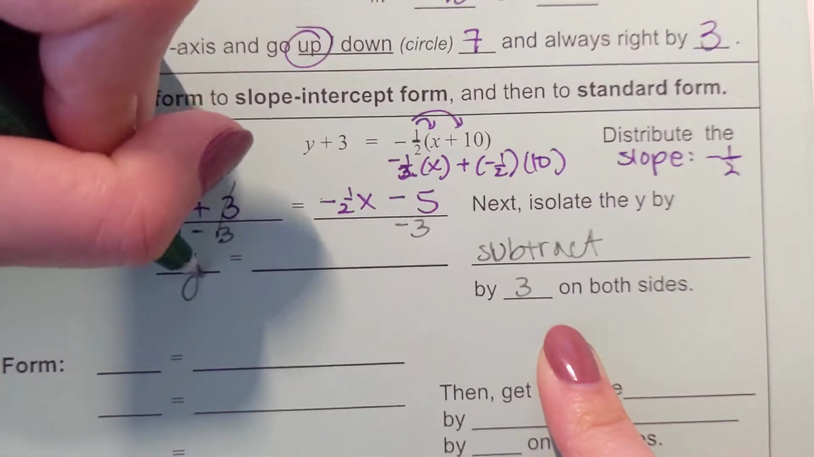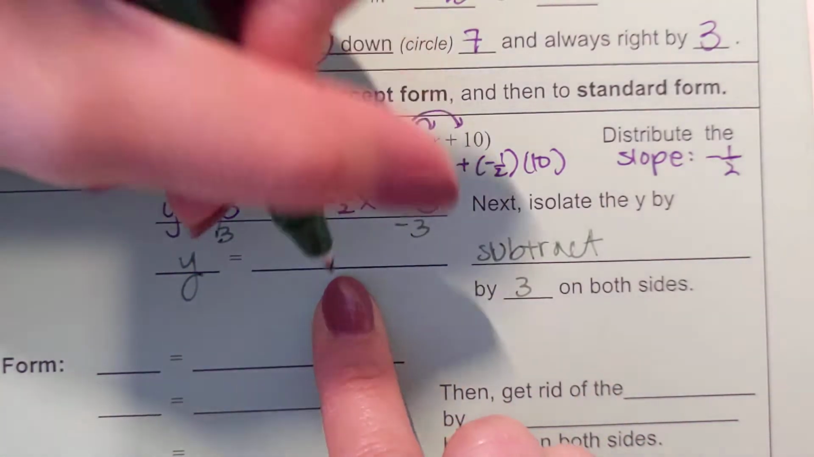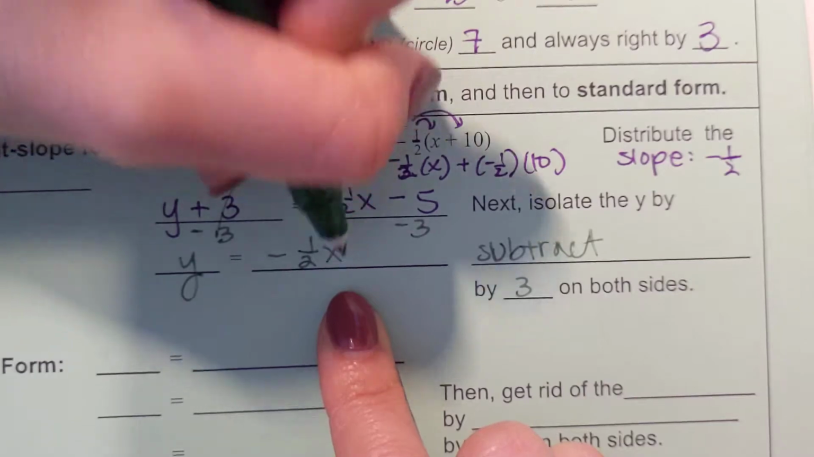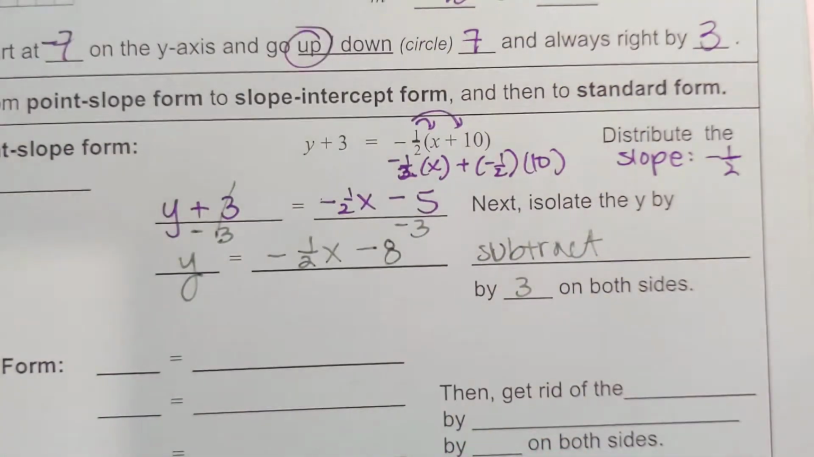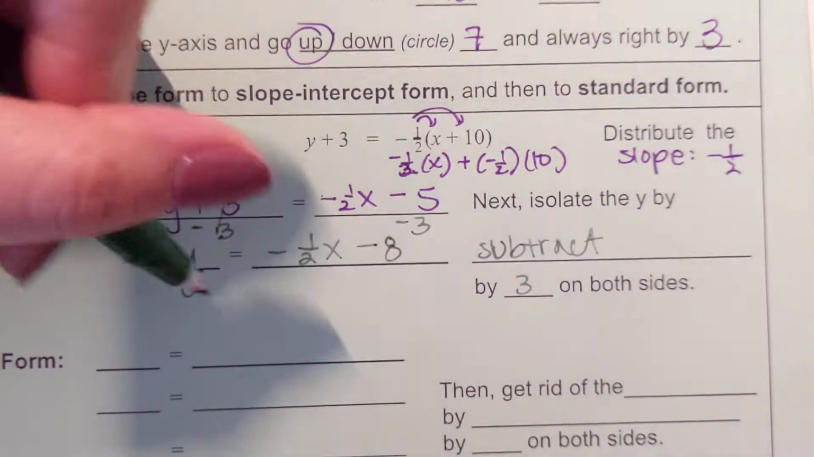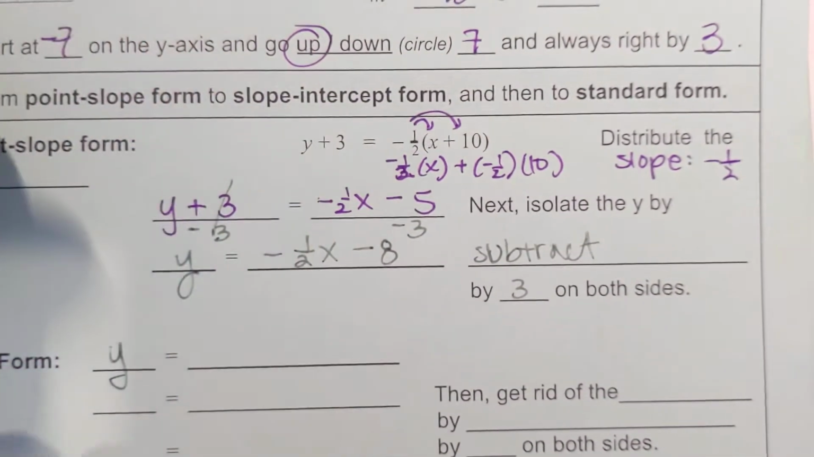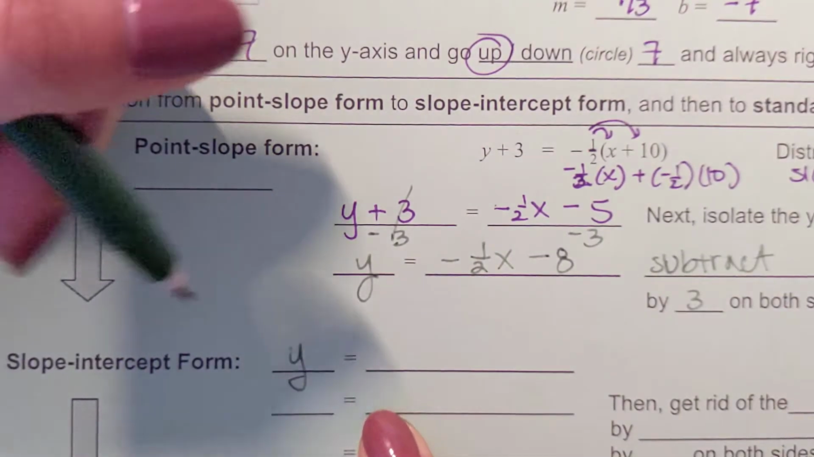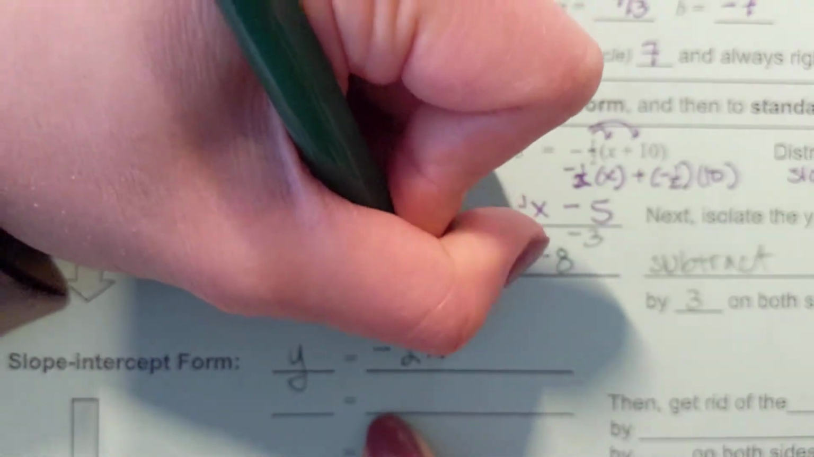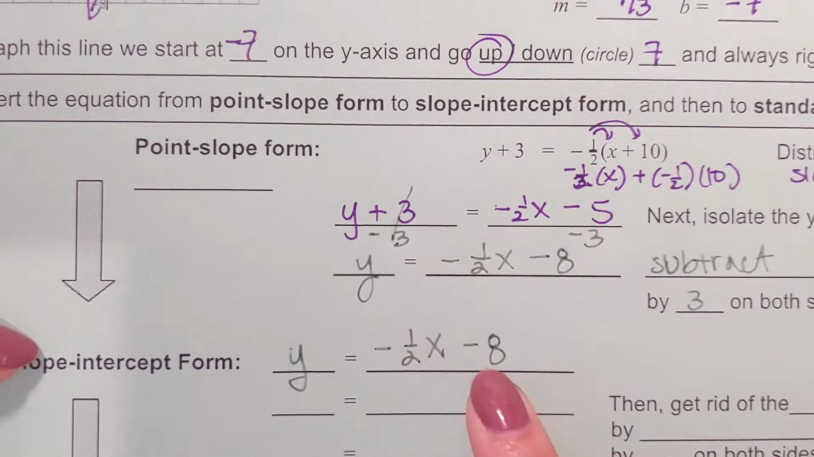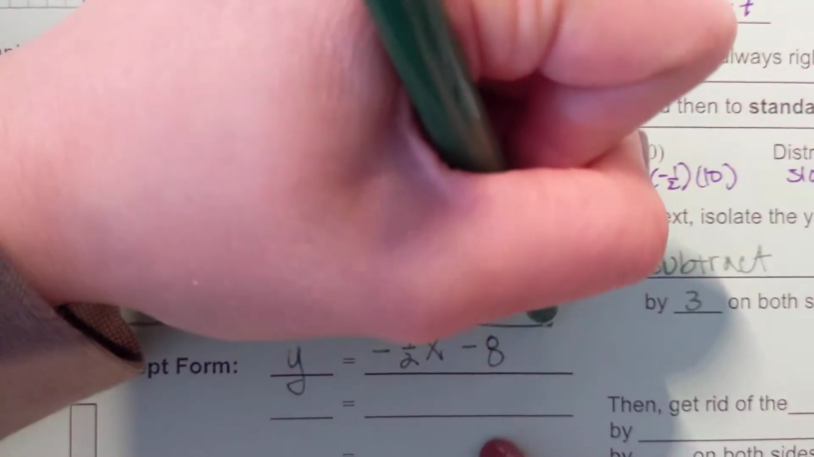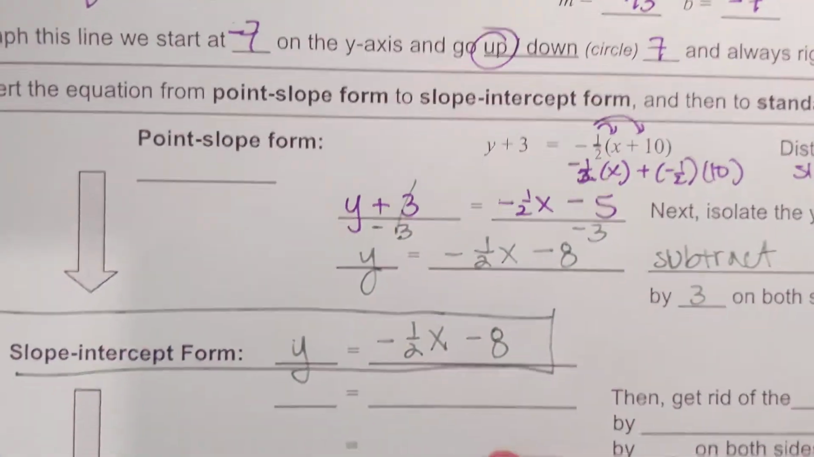And that is going to leave me with y on the left side. And on this side, I have negative 1/2 x. And then negative 5 and negative 3 will give me negative 8. So here we go. Y is alone. That means I have my slope-intercept form, which is negative 1/2 x minus 8. So we had point-slope form to start with. Now we have slope-intercept form. Now we want to convert it to standard form.